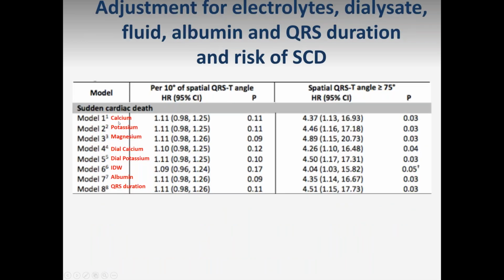What was important was we wanted to make sure we addressed all the different kinds of electrolytes that people are worried about on dialysis, all of the different volume changes on dialysis. And what was interesting was that it really did not change the association with the spatial QRST angle greater than 75 degrees, indicating that this angle is very important in predicting sudden cardiac death, independent of what we would think are electrical triggers that may occur because of fluctuations in dialysis.